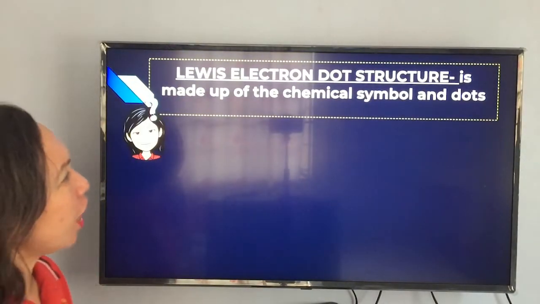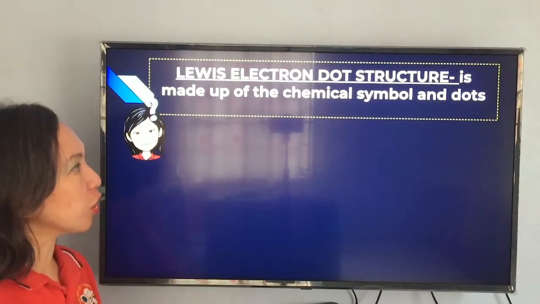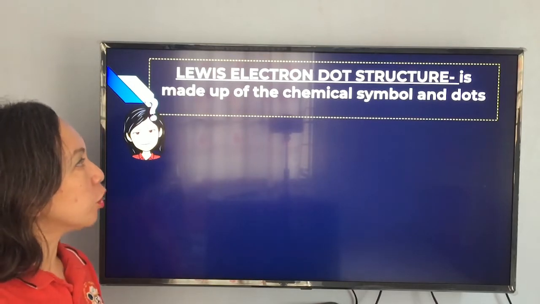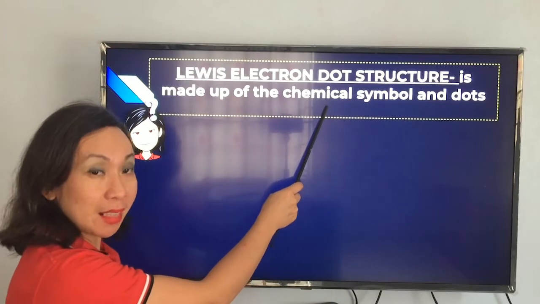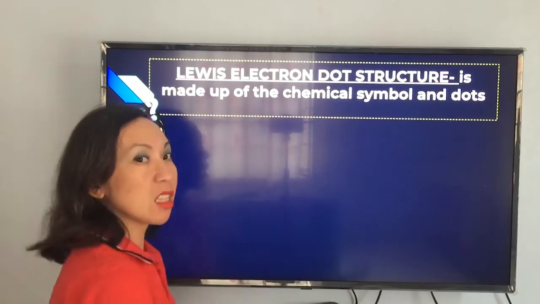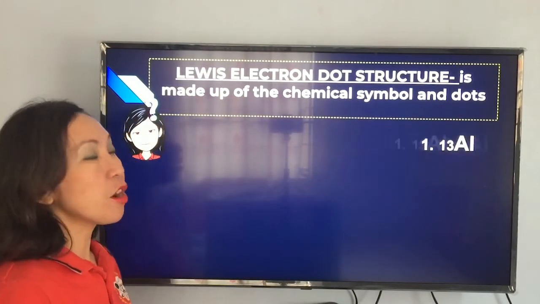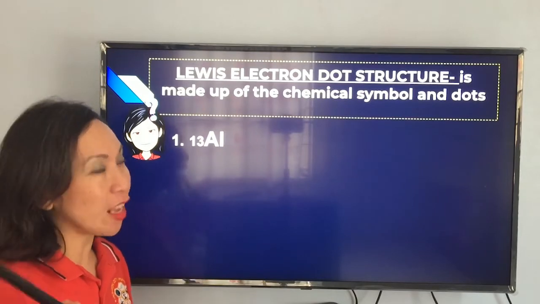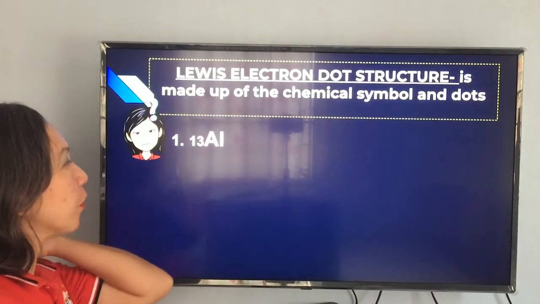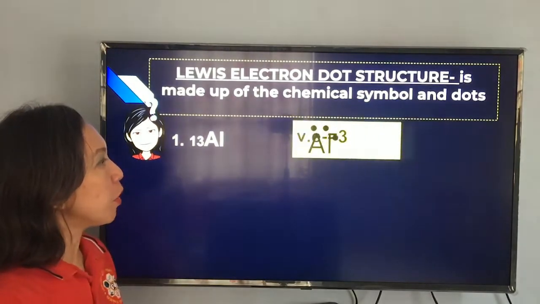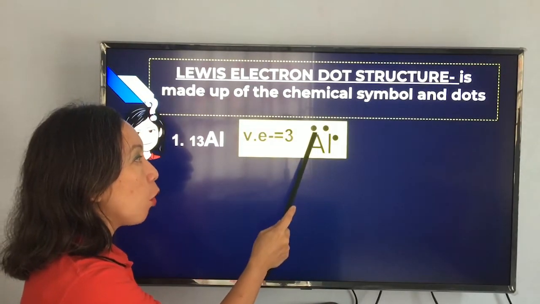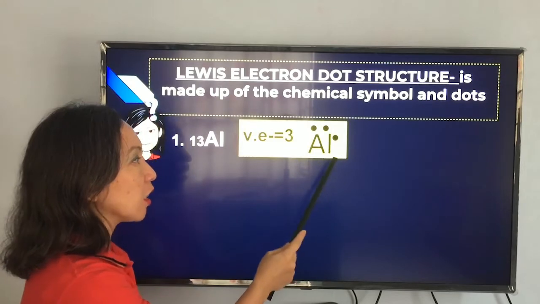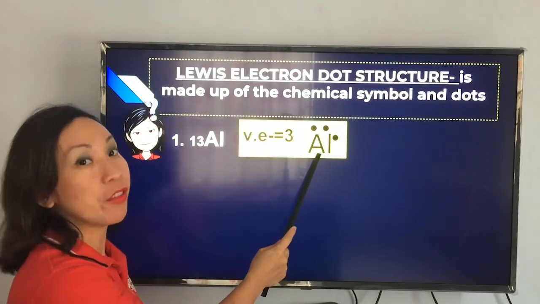Okay, another recall. We have the Lewis electron dot structure. We can do this by using the chemical symbol of the element and using dots. The dots here represent your valence electrons. How about aluminum? The valence electron of aluminum is 3. That's why we put 1, 2, 3 dots around the symbol of aluminum.